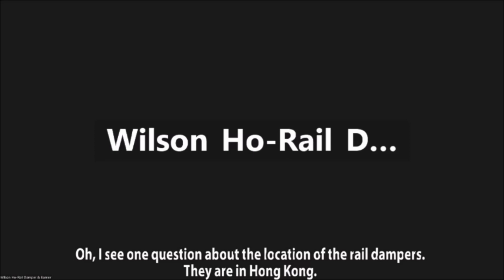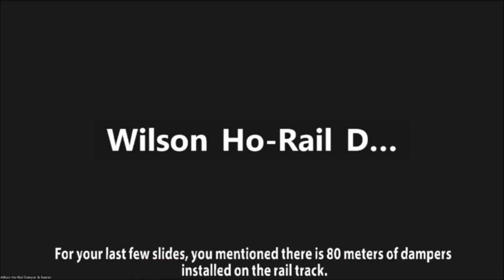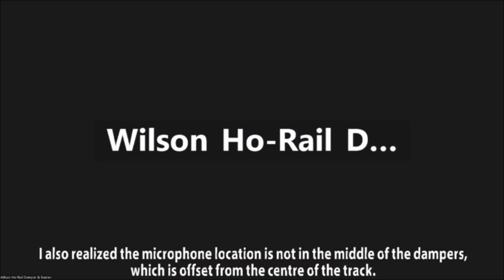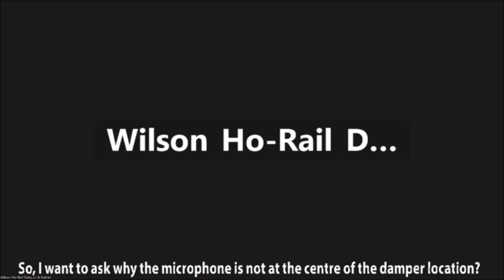I have a question on the rail damper locations. Hello, Wilson. Can you hear me? Yes. For your last few slides, you mentioned that 80 meters of damper was installed on the rail track. But I also realized that the microphone location is not at the middle of the damper, which means it is offset. I want to ask why the microphone is not at the center of the damper location.